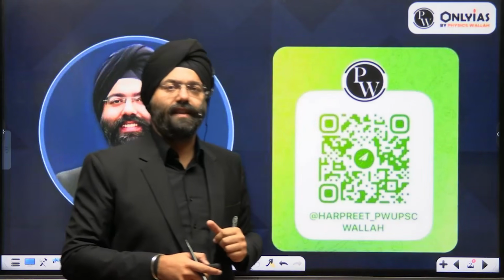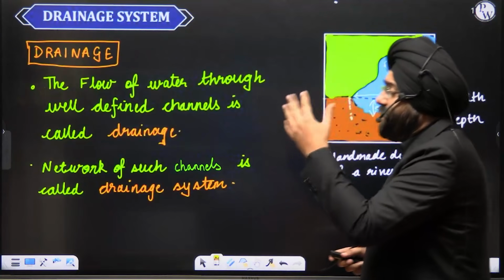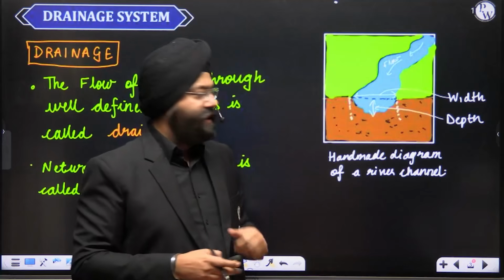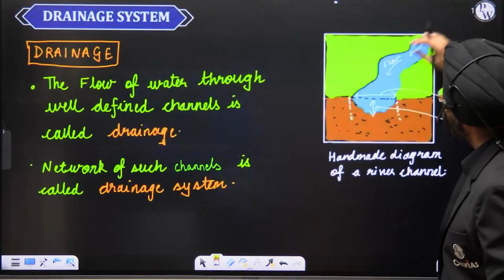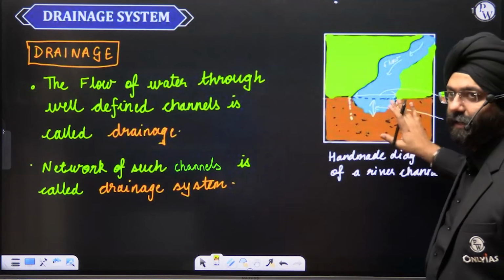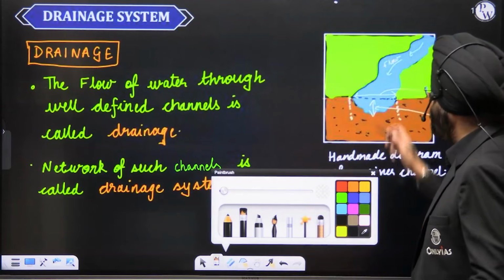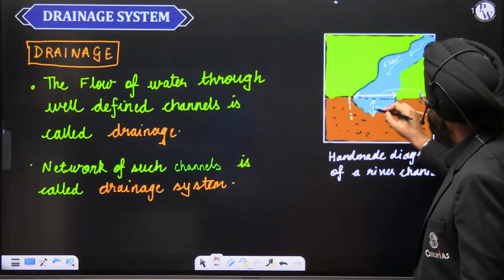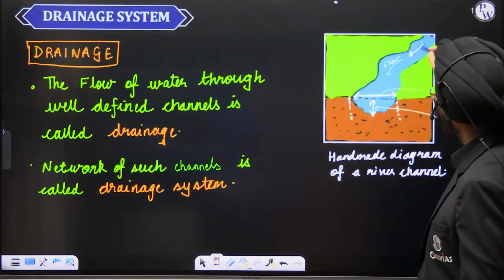Let's begin today's lecture. So the first thing that comes across you is the word drainage. Now please understand, this is a small hand-drawn diagram that I've made. See, this is the land surface on which water is flowing, and I've shown you the side angle. Now, just for your understanding, this is the length of the river and this is the depth of the river, right? And this is the flow of the river.